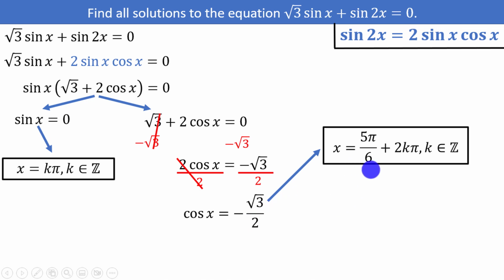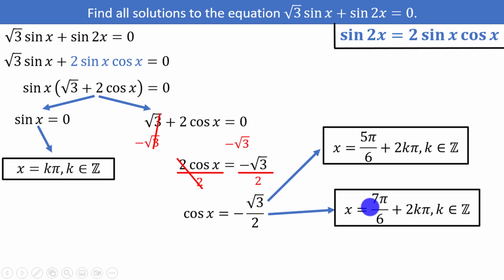We also have any angle that is coterminal with 5 pi over 6. So if we just add or subtract 2 pi some integer number of times, we will get a coterminal angle that will also be a solution. The way we represent this is 5 pi over 6 plus 2k pi, where k is an integer. The other time on one revolution of the circle, where cosine is negative square root 3 over 2, would be in quadrant 3. The relevant angle is 7 pi over 6. So we also have the solution of x equaling 7 pi over 6 plus 2k pi, where again k is an integer.